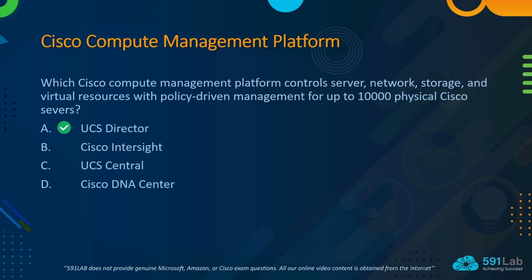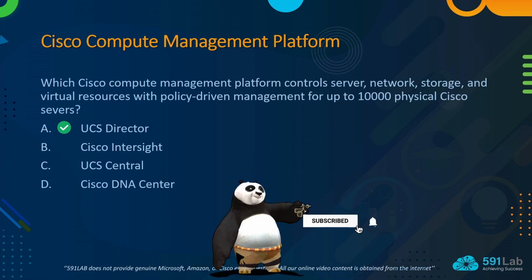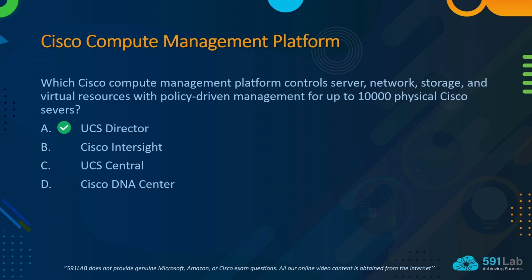UCS Director is a comprehensive management platform for Cisco's converged infrastructure, including server, network, storage, and virtual resources. Cisco Intersight is a cloud-based management platform specifically designed for Cisco UCS and HyperFlex systems. UCS Central is focused on providing centralized management for multiple Cisco UCS domains. DNA Center is primarily designed for managing enterprise networks. So the correct answer is A, UCS Director.